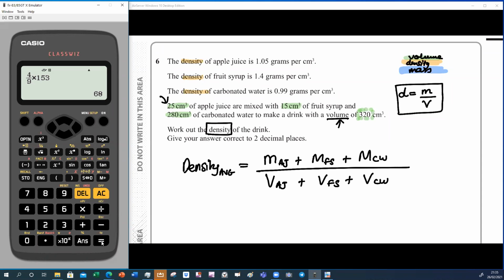Now, let's have a look at what we know and what we don't know. At the moment, do we know any of the masses? No. Do we know the volumes? Yes. Do we know the volume of the apple juice? Yeah, 25. And the volume of the fruit syrup? 15, and 280. Okay, so what do we need to work out then? The masses. We need to work out the masses. So the masses we don't know.